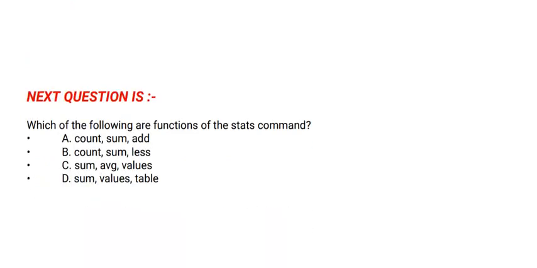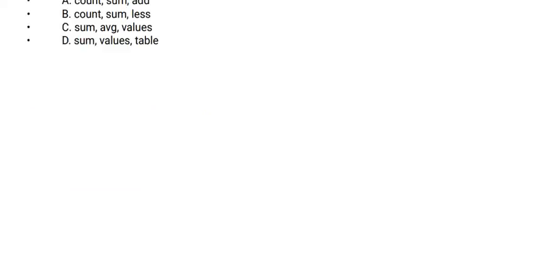Next question is, which of the following are functions of the stats command? Options are option A, count, sum, add. Option B, count, sum, less. Option C, sum, average, values. And option D, sum, values, table. The correct option is option C.